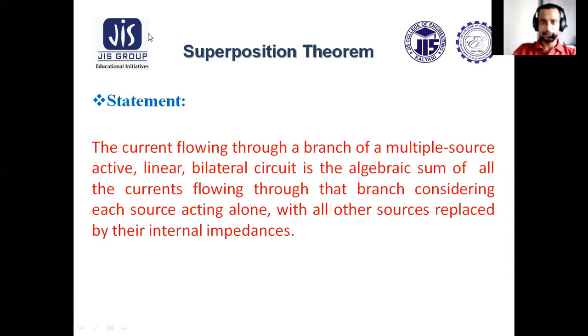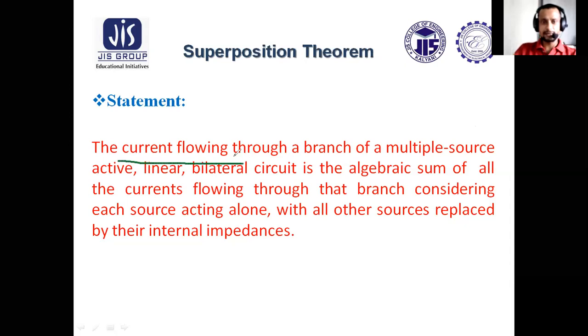The current flowing through a particular branch of a multiple sourced active linear bilateral circuit is the algebraic sum of all currents flowing through that branch, considering each source separately or acting alone, with all other sources replaced by their internal impedances. So what does it mean?